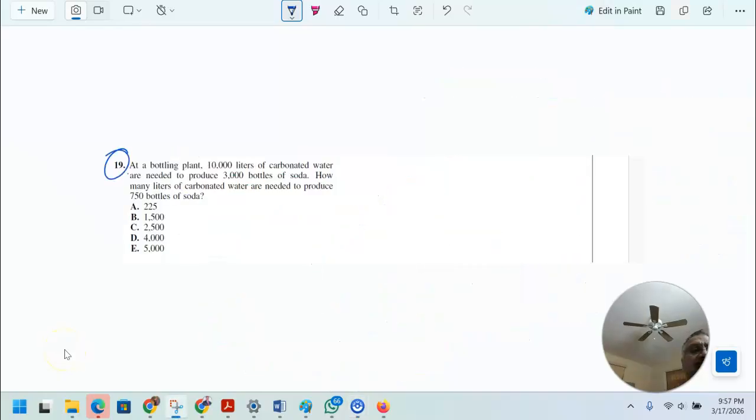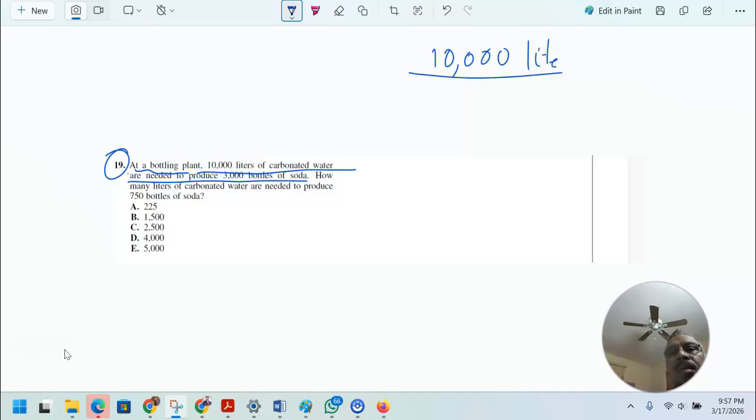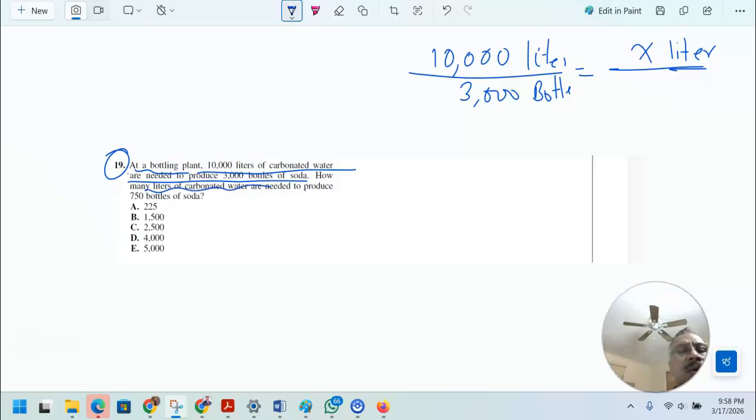Question number 19 says at a bottling plant, 10,000 liters of carbonated water are needed to produce 3,000 bottles of water. That means 10,000 liters is bottled into 3,000 bottles. That means how many liters are needed, if you want to be asking how many liters of carbonated water are needed to produce 750 bottles. So if you have 750 bottles, then how many? So this is how you set it up.